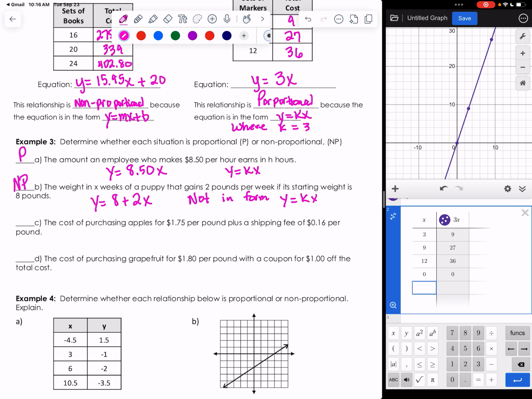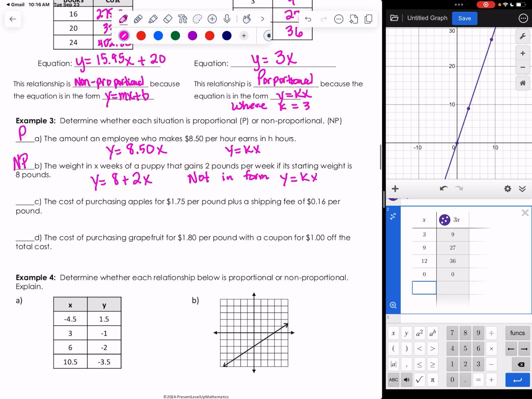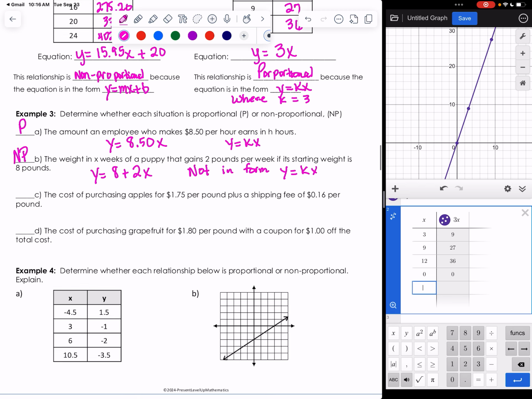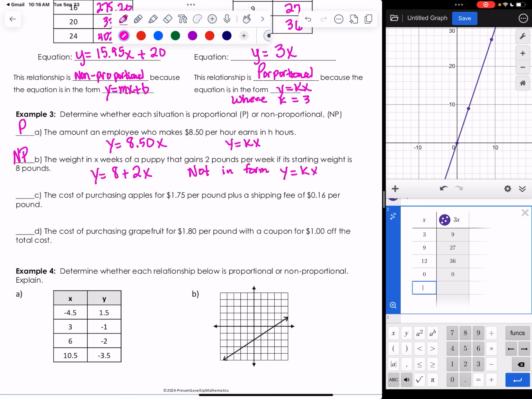All right. C. The cost of purchasing apples for $1.75 per pound plus a shipping fee of 16 cents per pound. Now this one's a little tricky because this problem we have y equals 1.75 per pound plus 16 cents per pound. Well, those are like terms that need to be combined. If you combine them, you get y equals 1.91x. So this one would be proportional because it is in the form y equals kx.